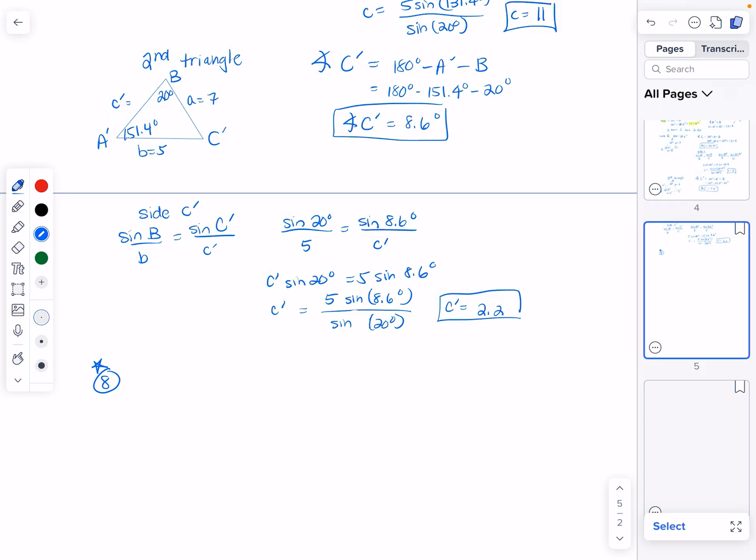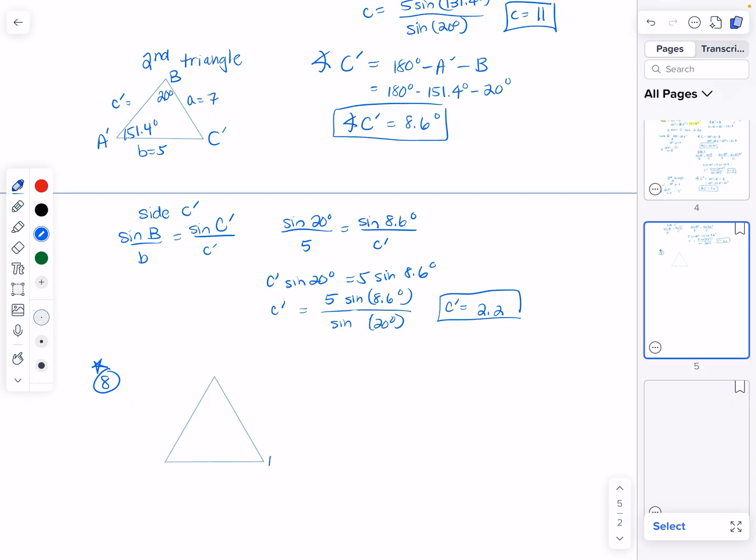This is question 8 off the paper review for Canvas test number 3. The directions say to solve the triangle. I'm just going to draw this out really quick. And again, this triangle is not to scale.